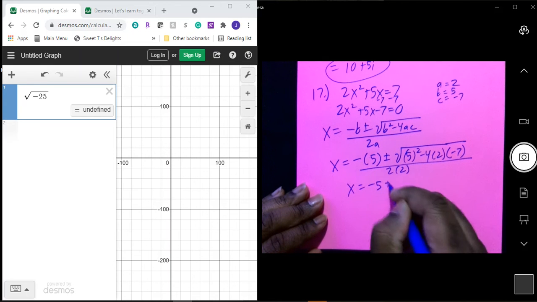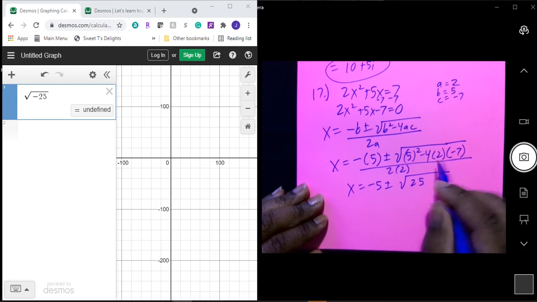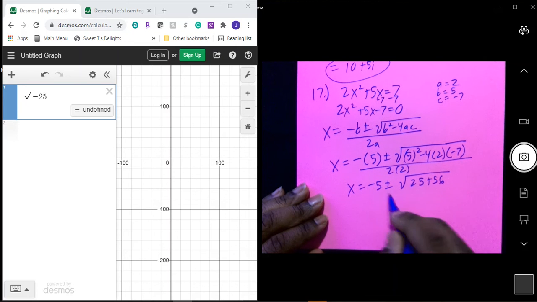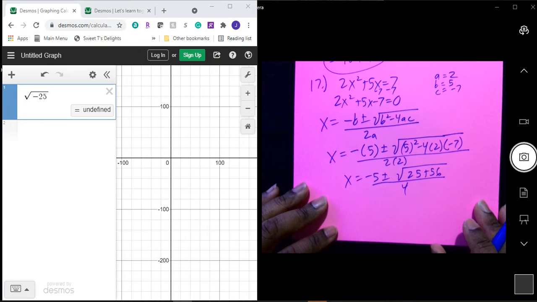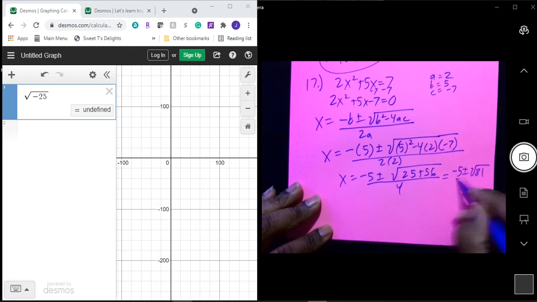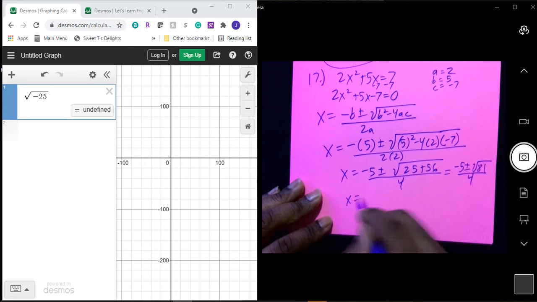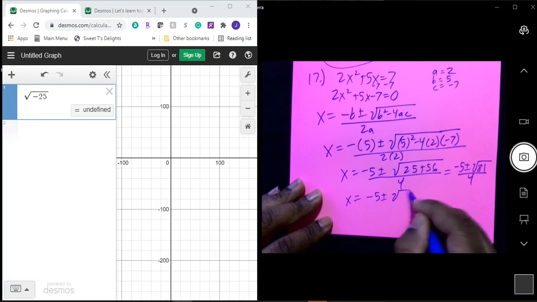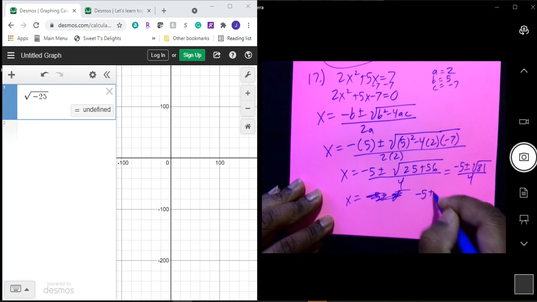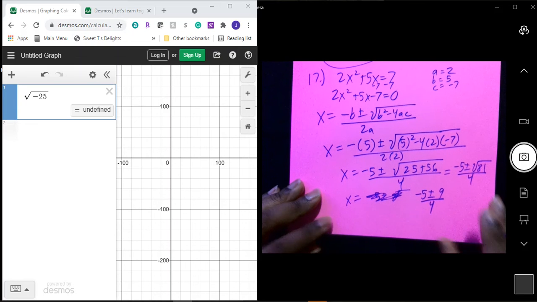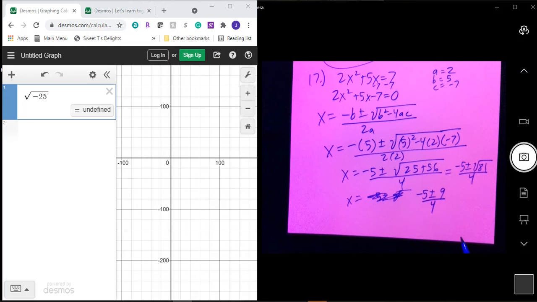So it'd be negative 5 plus or minus the square root of 25 plus 56, all over 4. 25 plus 56 is 81, so that's the square root of 81 all over 4. So x would be negative 5 plus or minus 9 all over 4, because the square root of 81 is 9.